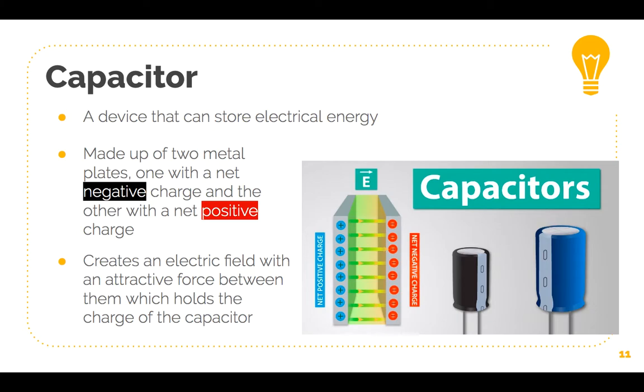When voltage is applied over the two plates, it creates an electrical field with an attractive force between them, which holds the charge of a capacitor. So essentially, if you're using a capacitor in a circuit, you can disconnect a battery, and if you still have a closed loop, your circuit can work for a certain amount of time, depending on what value capacitor you use. So it stores some sort of electrical charge that can be used if an alternate power source is not available.